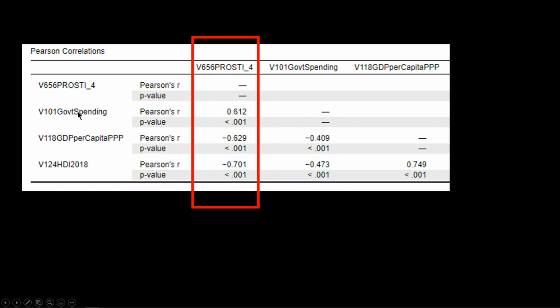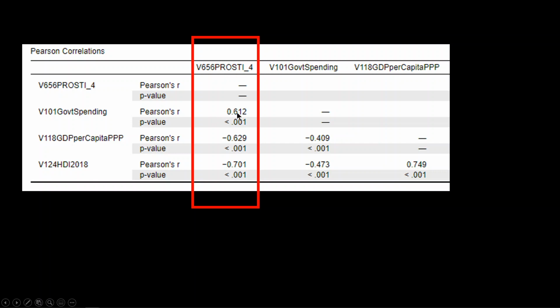It's positive in words, as this increases, and use the names of the variables. Don't use these cryptic names. Use real words so that your audience understands. So you'd say, as countries have higher government spending, they tend to have a higher proportion of the population that says prostitution is never justifiable. You hear, that's in regular words anybody can understand. Not as V101 gov spending increases V656 Prosta 4, right? Don't use these cryptic terms unless you're just talking to other researchers who are all familiar with them. So in words, that was the direction of effect. It's a positive effect.